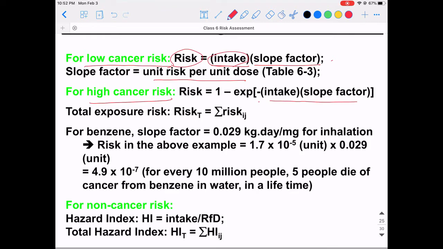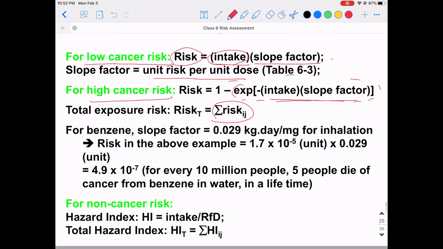So basically, the higher the intake, you can see that the larger the intake, the smaller this exponential term, right? And 1 minus that is going to give us a higher risk, okay? So the total risk is calculated by taking the sum of all of these different risks.